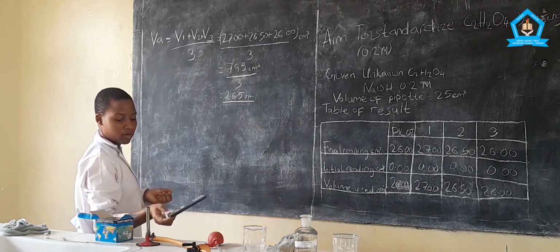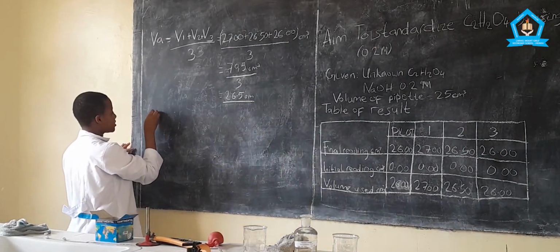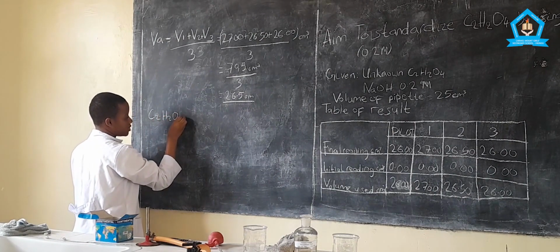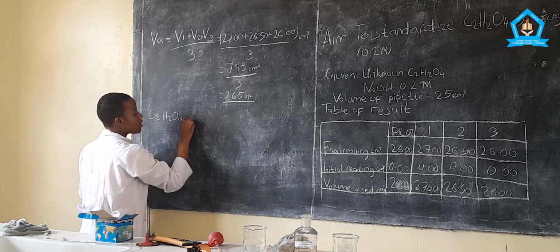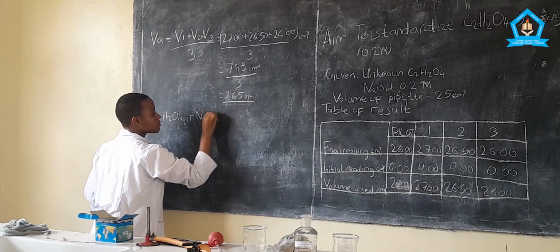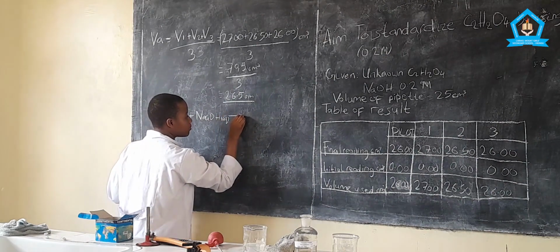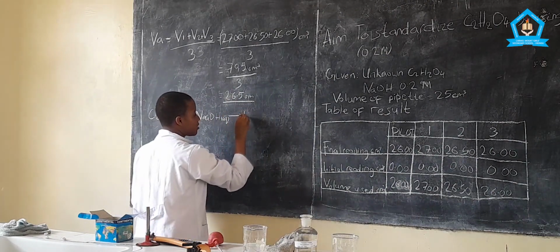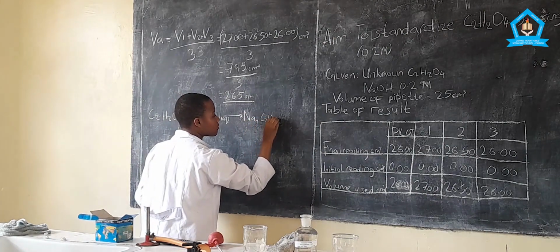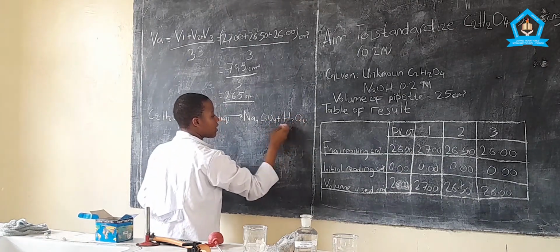And from here, we're going to write the chemical equation, which is oxalic acid, aqueous, reacts with sodium hydroxide, which is also aqueous, to form sodium oxalate and water. This is liquid, and this is also aqueous.